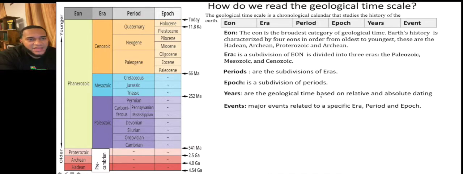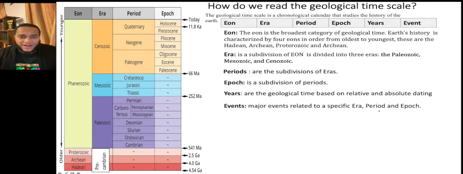Next, we have years. Years are the geological time based on relative and absolute dating. Some geological timescales will not have the events, but most geological timescales will have the events. The events are major events related to a specific era, period, and epoch.